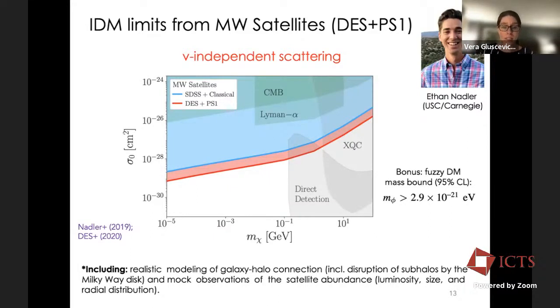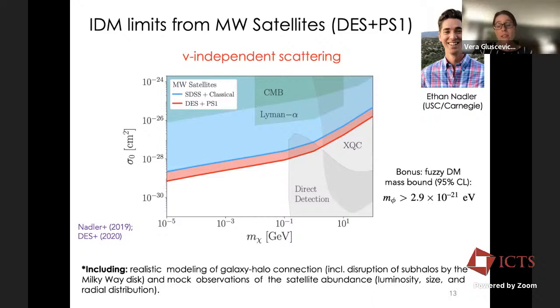And then also Ethan did the full probabilistic modeling of the satellite population in the Milky Way, including the galaxy halo connection, including the disruption of subhalos by the Milky Way disk, marginalizing over all the parameters of this model, and then also marginalizing over the uncertainties on the Milky Way halo mass and so forth, and doing all this fancy analysis produced the line that you see, the red exclusion curve here.